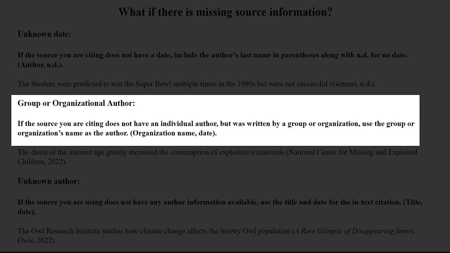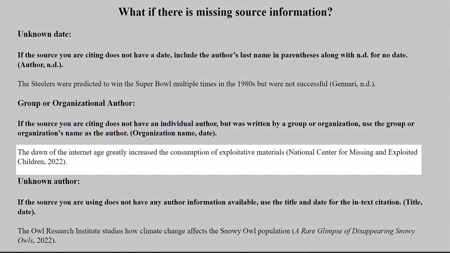Let's move on to a group or organizational author. Our next example is a work authored by a group or organization as opposed to an individual author. This is often the case when using internet sources. If the source you are citing does not have an individual author, but was written by a group or organization, use the group or organization's name as the author. Organization name, comma, date. And here's our example.